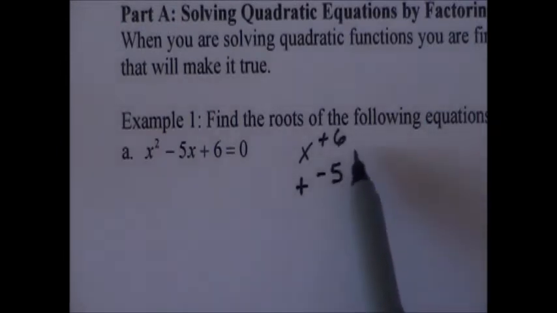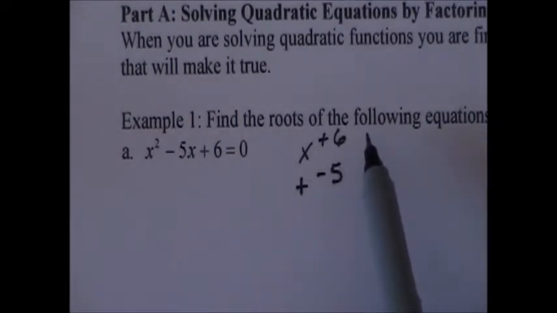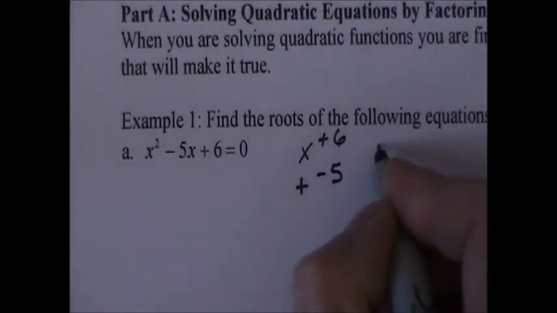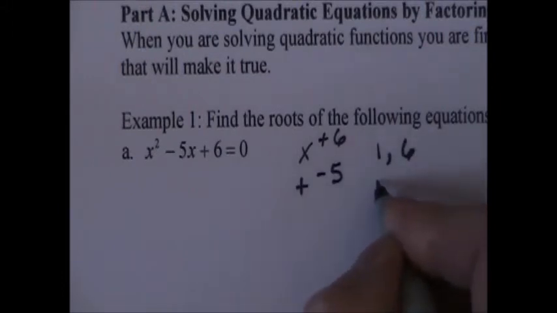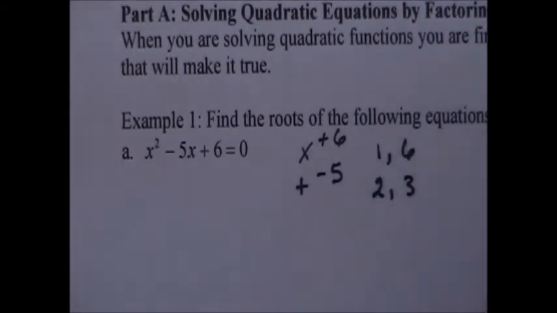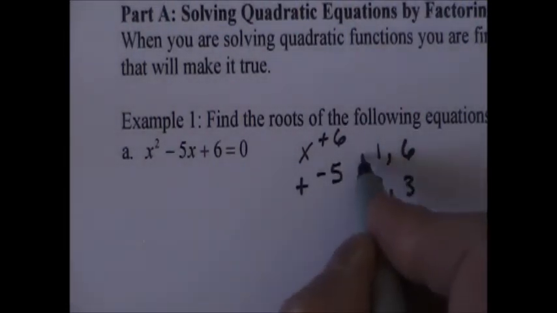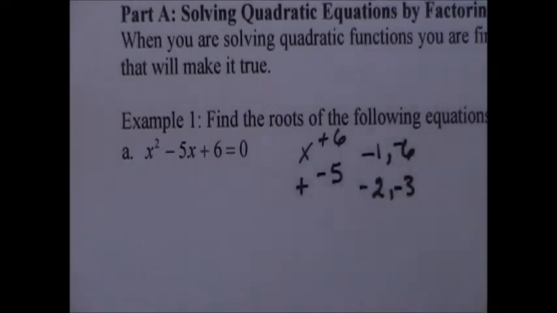In order to be a positive 6 when we multiply, they either have to be both positive or both negative. Factors of 6 are 1 and 6, 2 and 3. We have figured out that they either have to both be positive or both be negative. To get a negative answer when we add tells us they both have to be negative. So if we look at the two sets of factors, the one that will add to give us negative 5 is the negative 2 and negative 3.